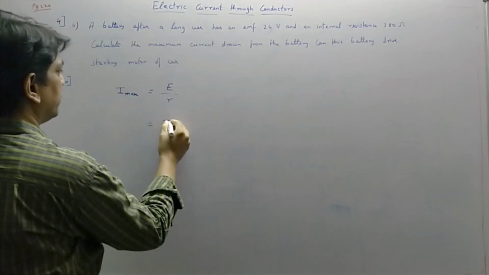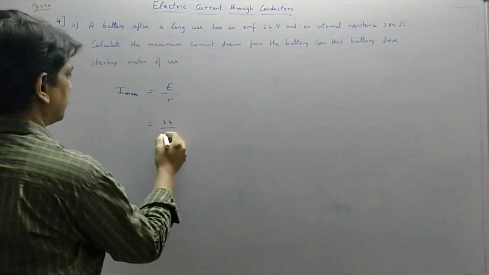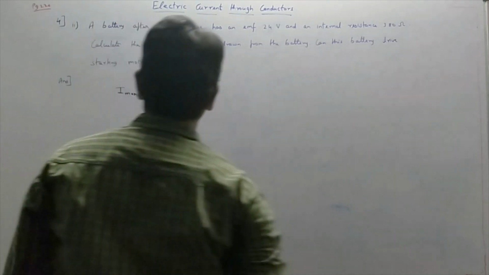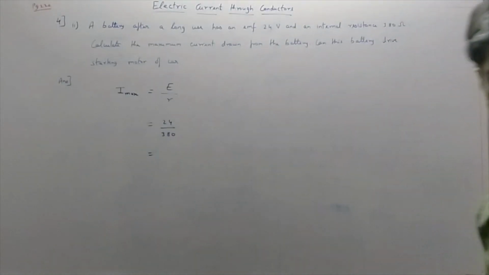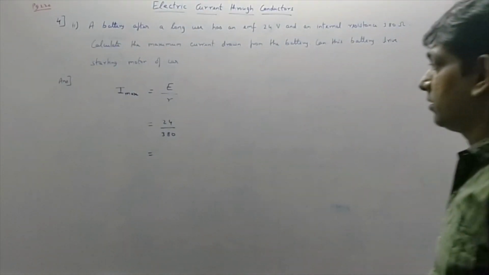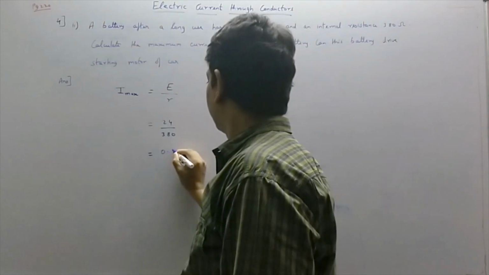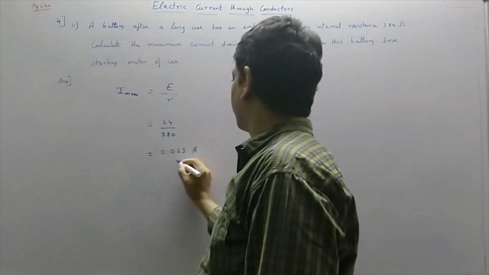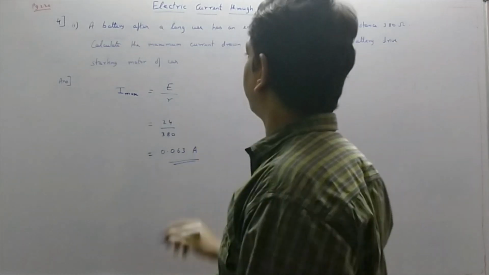E is 24 volts and the internal resistance of the battery itself is 380 ohms. Please calculate this. We will get the answer as approximately 0.063 ampere.